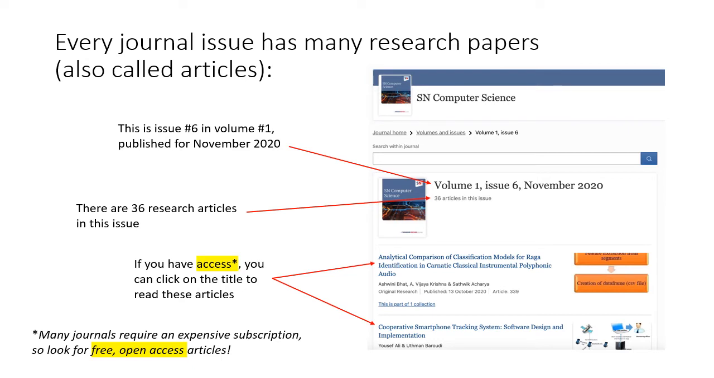So to get access to an article, often you need to pay money, or in our case, the University of Aizu pays a subscription. Because we're a computer science university, the University of Aizu only subscribes to computer science research articles. So if you want to read something on medicine or biology, you probably don't have access. However, there are a good number of journals that are free and allow anybody to read the articles.